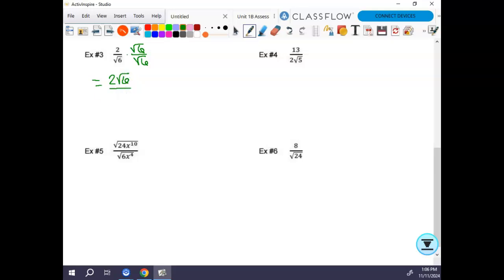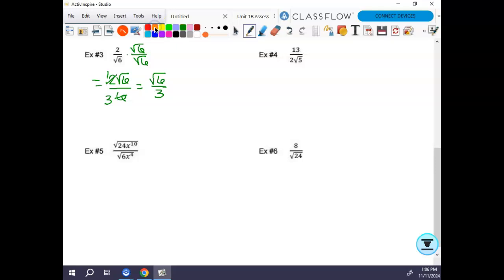What's the square root of 6 times the square root of 6? 6. Okay? I cannot reduce these 6's because one's inside, one's outside. They live in 2 different worlds. But I can reduce the 2 and the 6. And 2 over 6 reduces to 1 over 3. So this is really just the square root of 6 over 3. Okay. All that sound familiar? So none of that's brand new stuff.